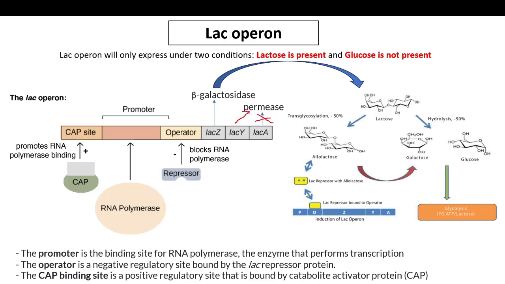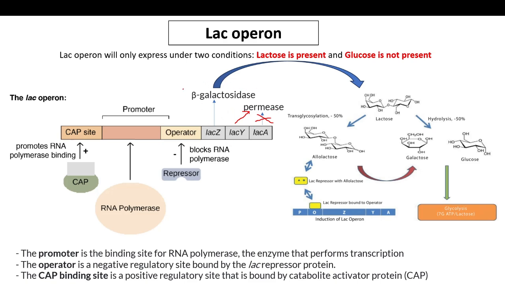LacY codes for the permease enzyme, and lacZ codes for the beta-galactosidase enzyme. Again, I am repeating that if we express the lacZ mRNA, it will give beta-galactosidase, whereas lacY will code for permease.